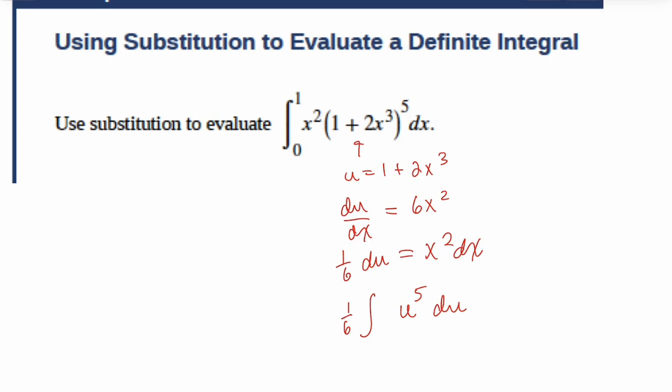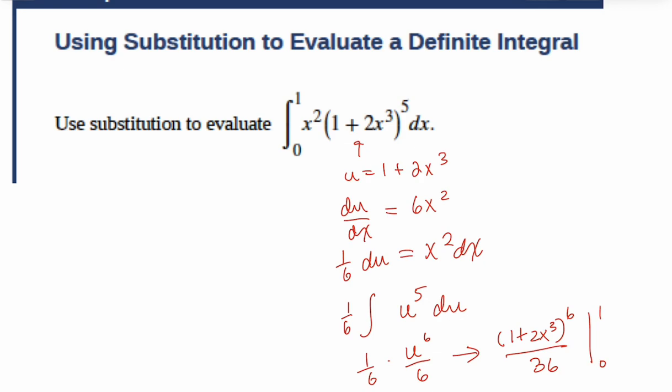Now I'm going to integrate. That's going to be 1/6 times u to the 6 over 6. I have boundaries on there, so I don't really need the plus c. Let's put our x's back in, and then we'll write our boundaries. So it would be 1 plus 2x cubed to the 6th power over 36. And I'm going to plug in the boundaries from 1 to 0.